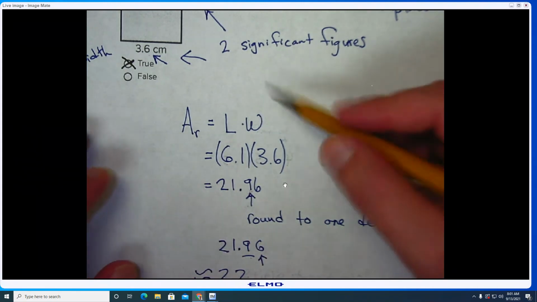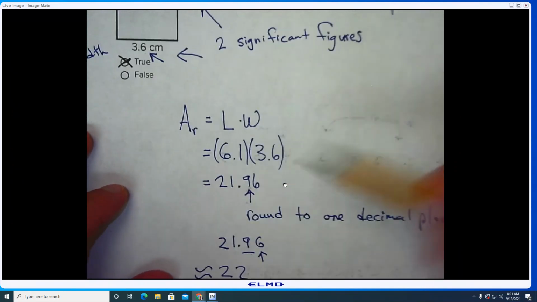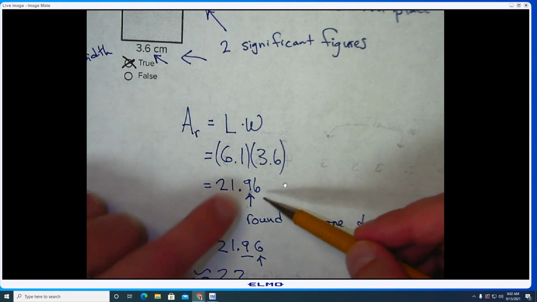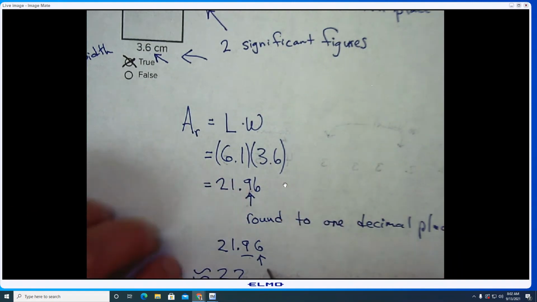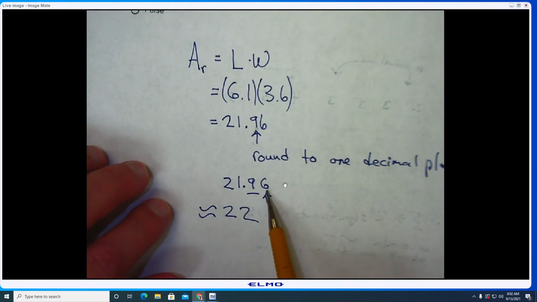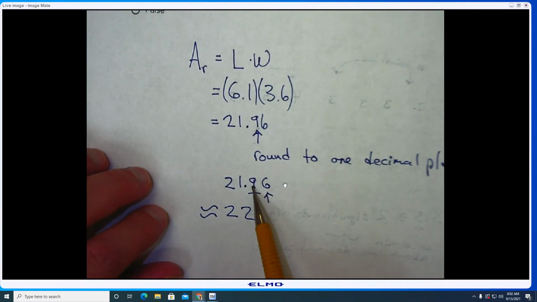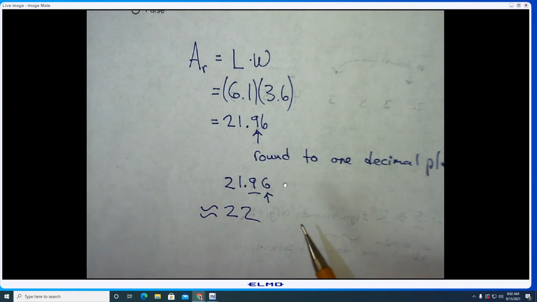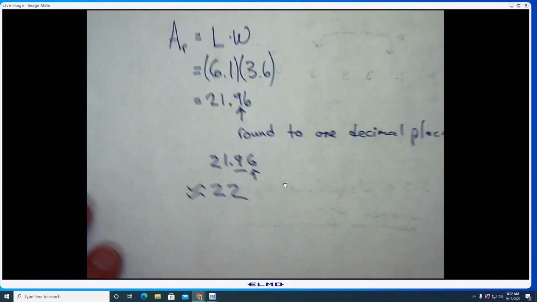Okay, so we'd go ahead and calculate it, do it just like they've given us. Here's the answer, and then I'm rounding to the tenths place. So I look at the 6 to round. The 6 is 5 or greater. That means the 9 rounds up, and then that drops off. So 22 is our answer. We always make it a little bit less than what they give us in the original problem. And that's the last one.